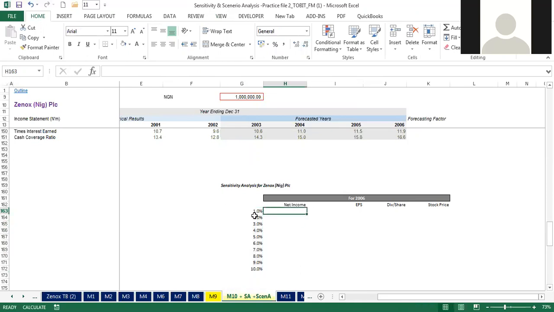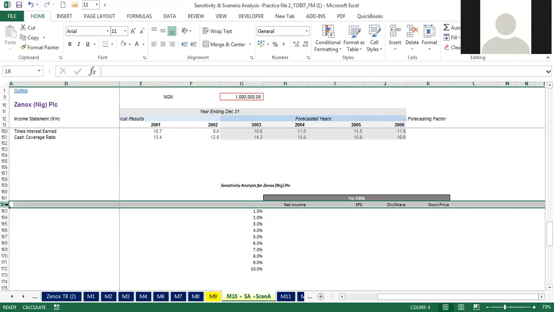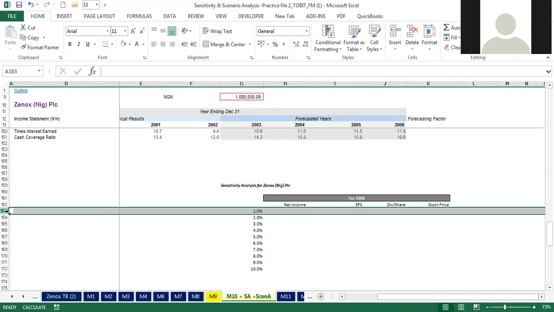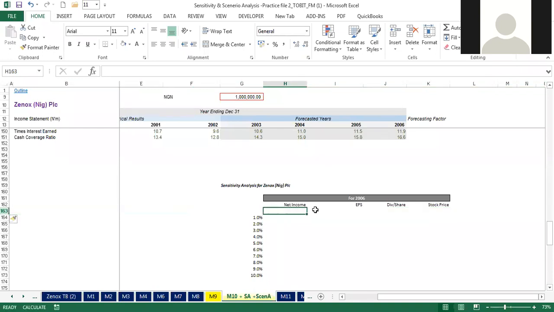Okay. Now we have the net income. Sorry, I'm going to do something here. There should be a space here. All right, so this is for 2006, right? So we'll go ahead. Now, I want to tell you something.